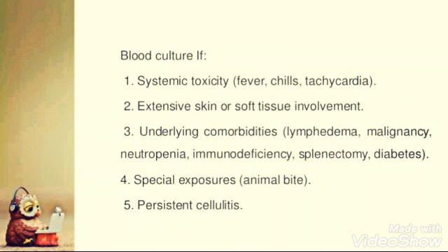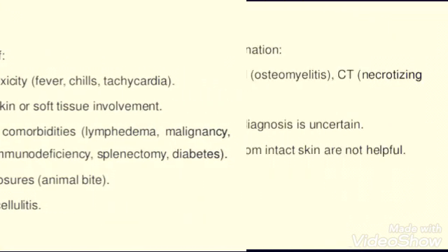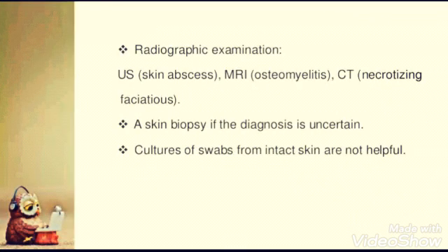So we can go for blood cultures in these cases if the person has an animal bite or has any other disease conditions like lymphedema, malignancies, neutropenia. So in those cases we can go for the blood culture. Then radiographic examinations can be done, like ultrasonography to know about the skin abscess. Then MRI can be done to know about osteomyelitis. Then CT scanning can be done to know about necrotizing fasciitis, that means necrotizing of the cells, that means cell death.